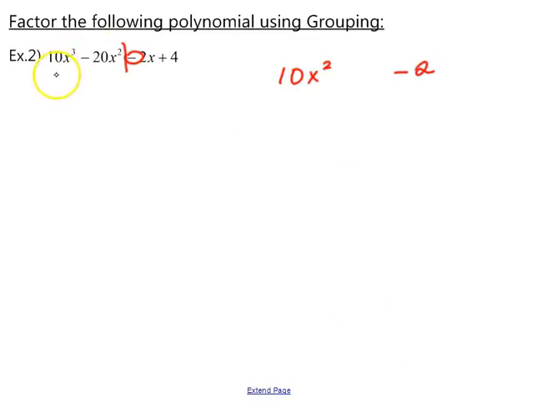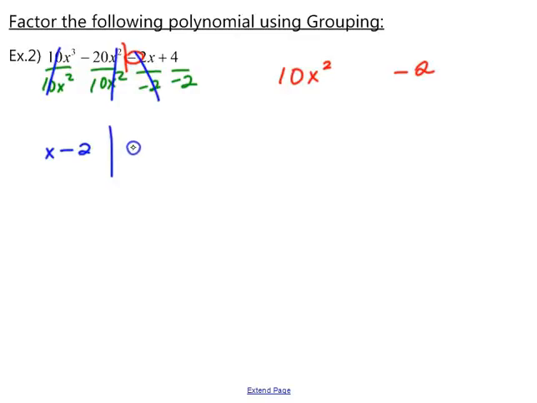Then we're going to go and divide each term by its GCF. 10x squared and 10x squared. And on this side, divide by negative 2 and negative 2. And then let's go ahead and simplify. 10s cancel out, and we're left with x minus 2, and the x squareds cancel out. And on the other side, the negative 2's will cancel, so we're left with x. 4 divided by negative 2 is negative 2.